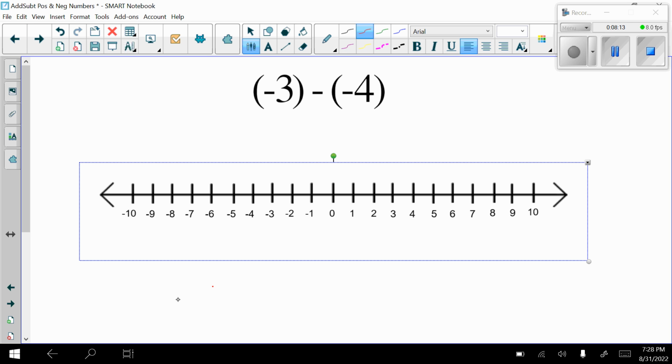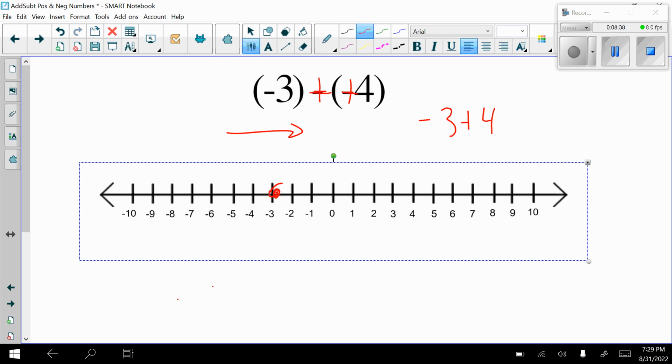I have -3 minus -4. So again, I'm subtracting a negative. That's the same thing as adding. So I'll turn it into an addition problem. Now it's -3 plus 4. Well, we can do the number line. Start at -3. I'm adding 4. Again, addition is just addition. You're going up the number line. There's nothing fancy about it.